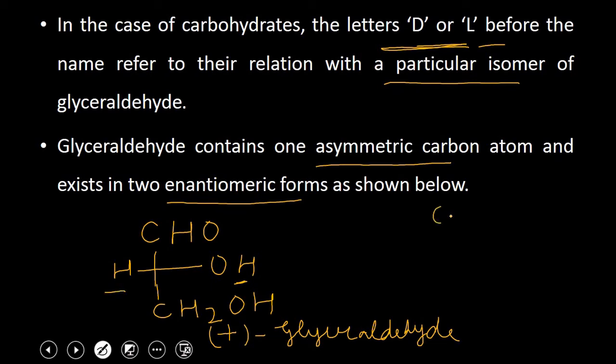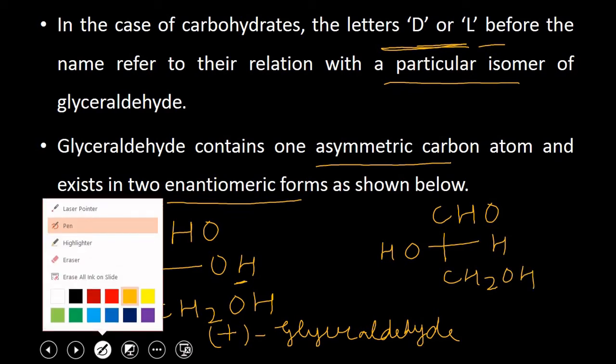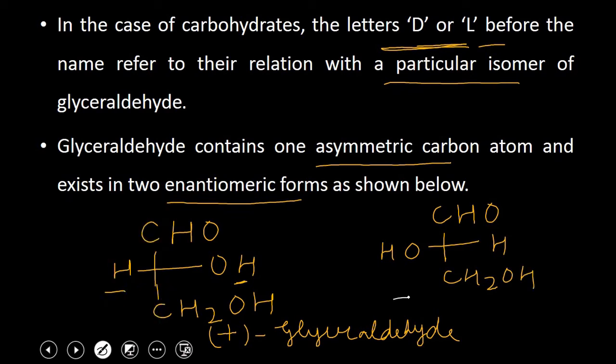So I am writing here CHO. What will come on the left hand side? OH will come, and H on the right. Here we have CH2OH. So what is this? This is minus glyceraldehyde. I hope this point is clear to you.